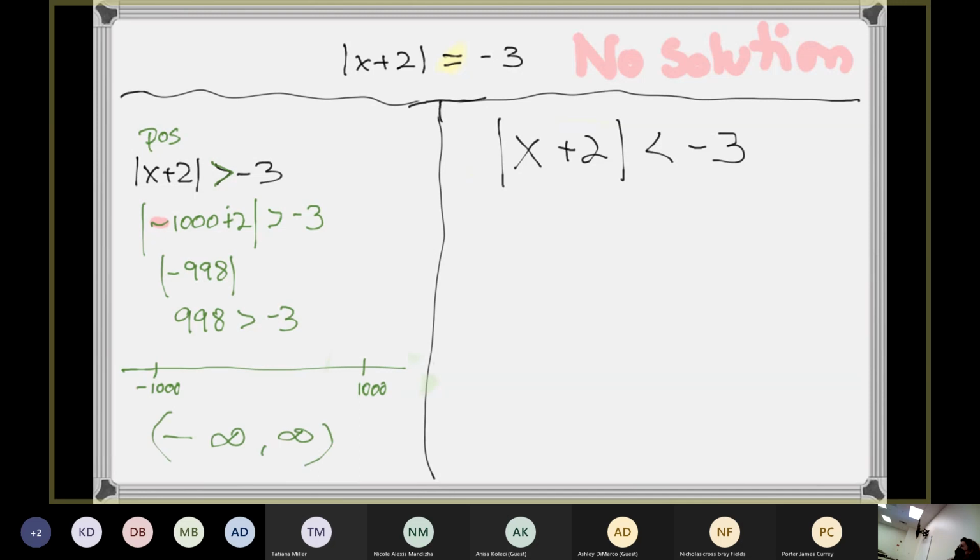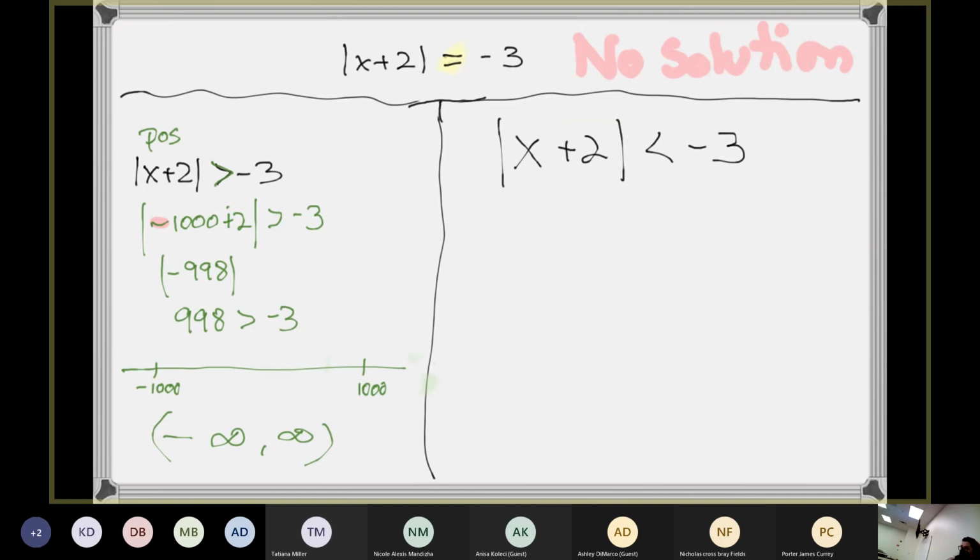infinity. All real numbers are a solution because no matter what you plug in for an absolute value, be it negative, once you take it out of it, it's greater than negative 3. Everything is greater than negative 3. So for this inequality, we have all real numbers.